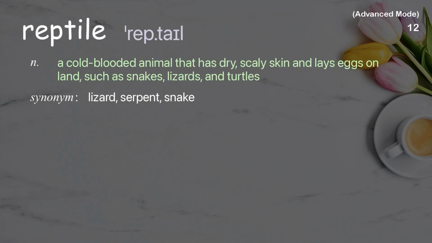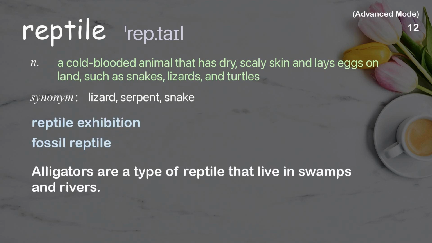Reptile. A cold-blooded animal that has dry, scaly skin and lays eggs on land, such as snakes, lizards, and turtles. Examples: reptile exhibition, fossil reptile. Alligators are a type of reptile that live in swamps and rivers.